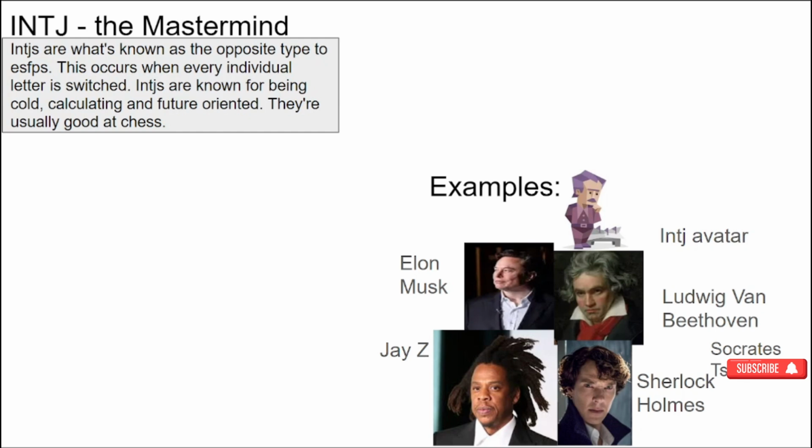INTJs are what's known as the opposite type to ESFPs. This happens when every individual letter is switched. INTJs are known for being cold, calculating, and future oriented, right? So they care a lot about the future, and they're often pretty rational. They're usually good at chess. I had to add this. They're good at strategy, that kind of thing, so chess is a good way to remember them. So if you see here, INTJ and ESFP, every single letter is switched, which is what makes them an opposite type. It's not a useful fact, but it's a fact.